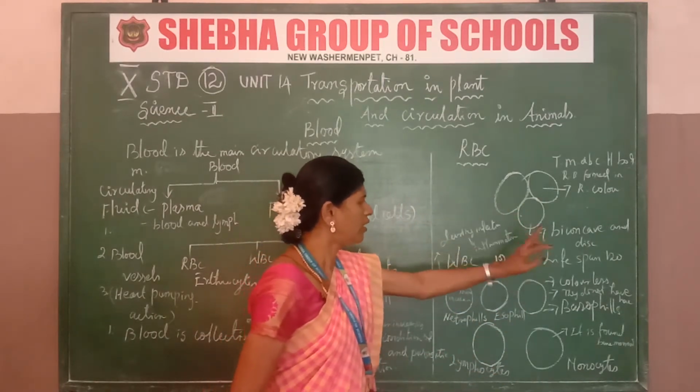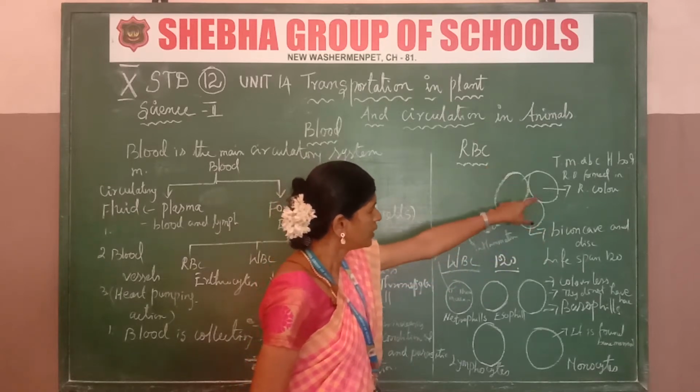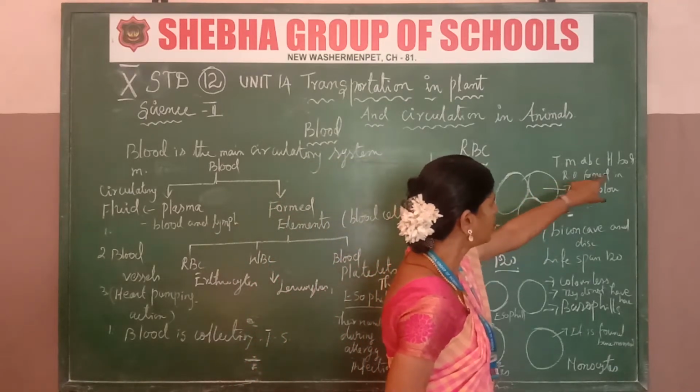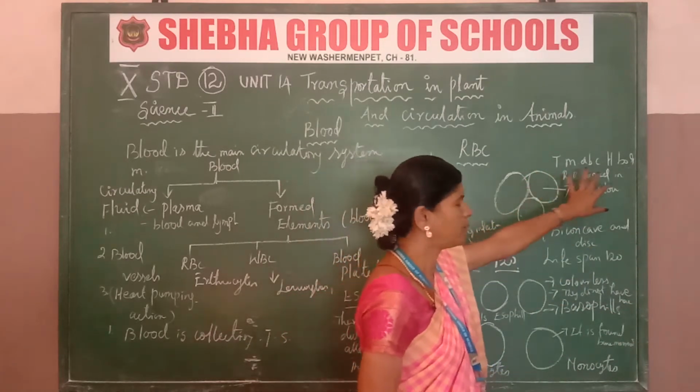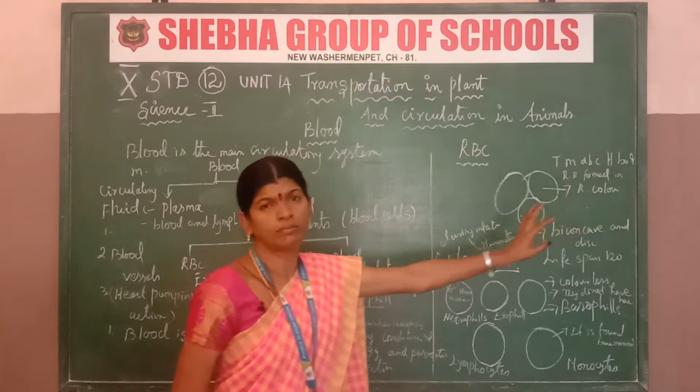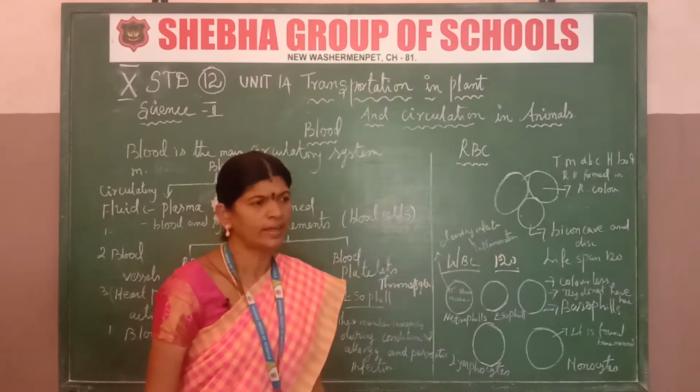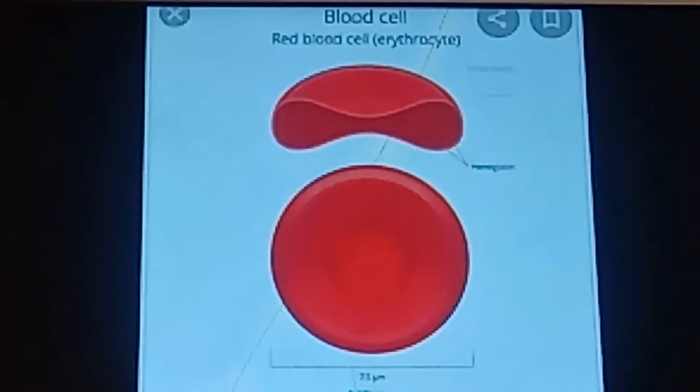So that is the RBC. Next, the red blood cells are formed in the bone marrow. It's clear. Next, I will show one video.